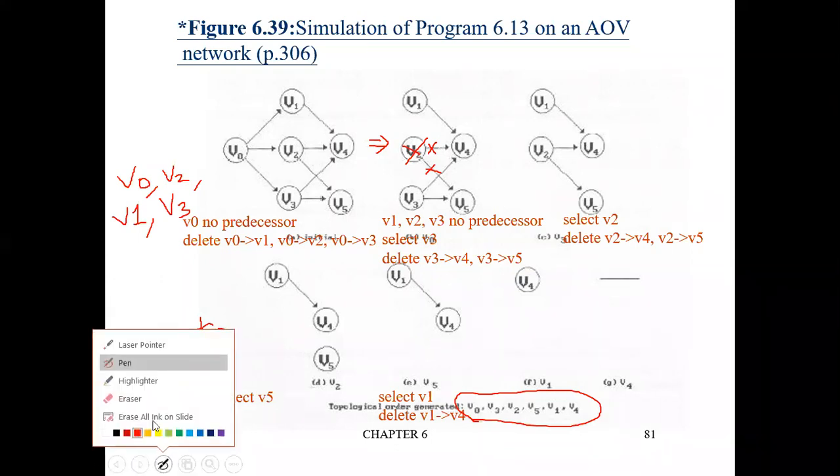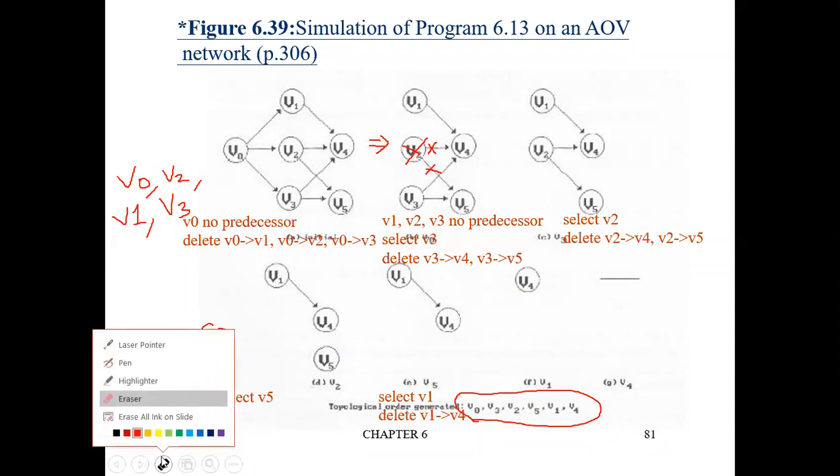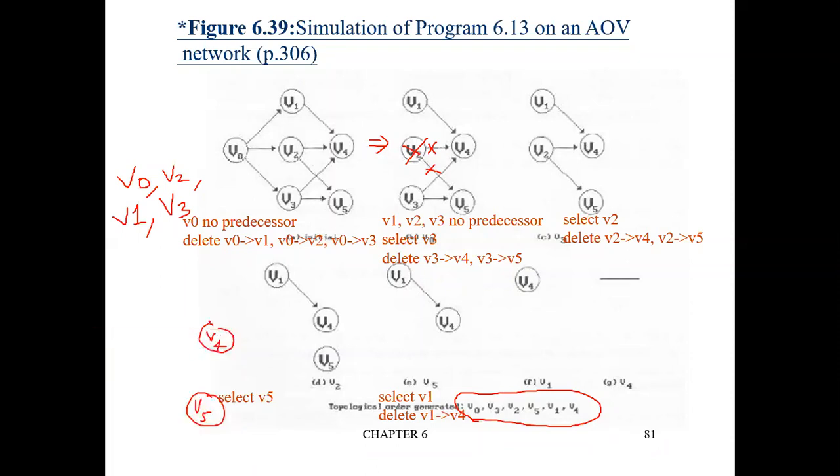So the resultant graph has just two nodes, V4 and V5, which are not connected. Now how many vertices are there with 0 in degree? 2. V4 and V5. We can visit them in any order. Let's say I visit V4 first, then delete it, then visit V5 and delete. So there may be different orders of output. It all depends on your implementation.